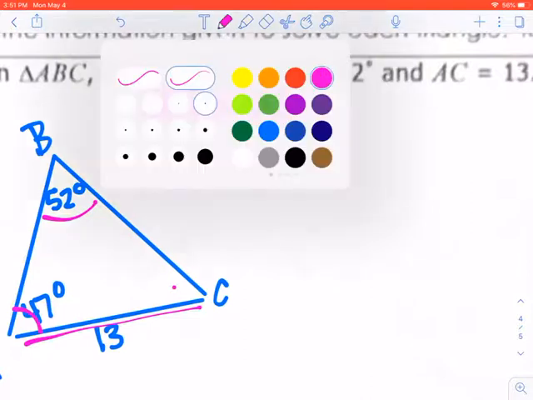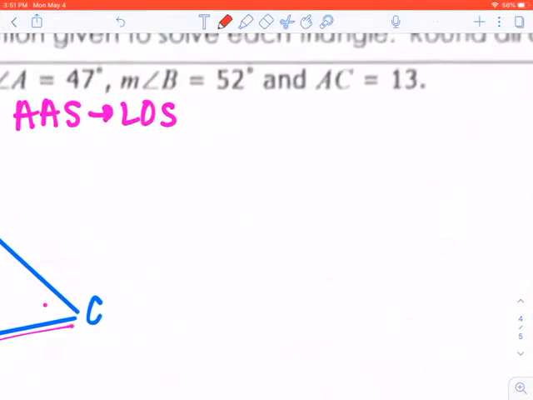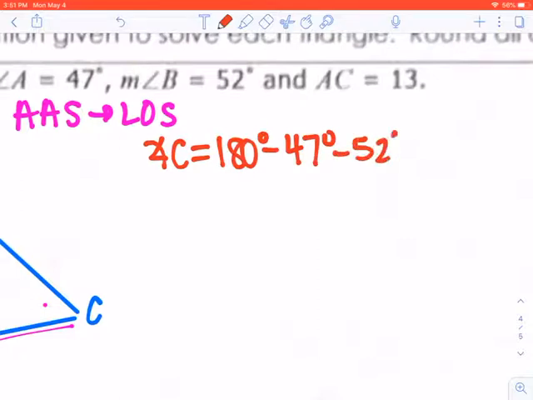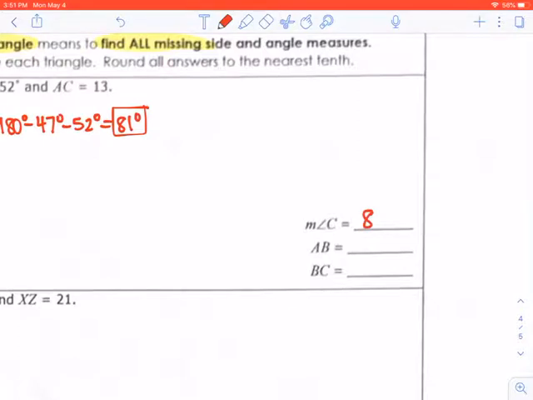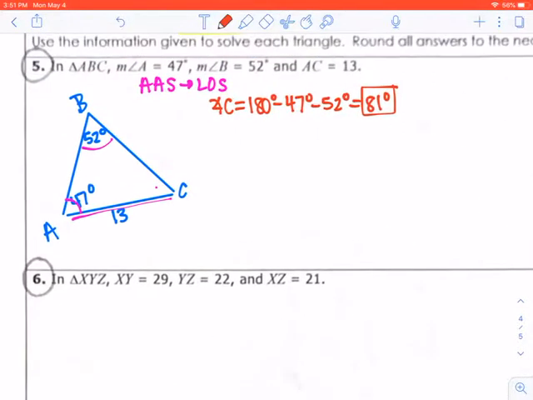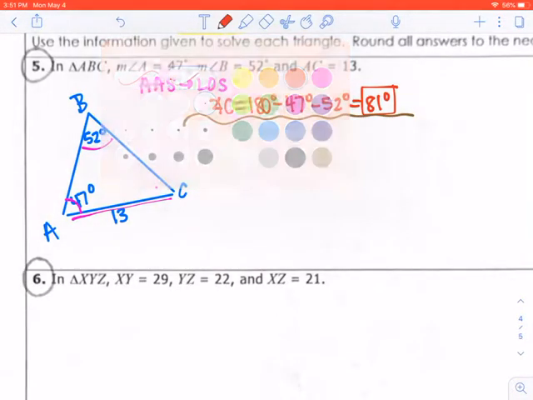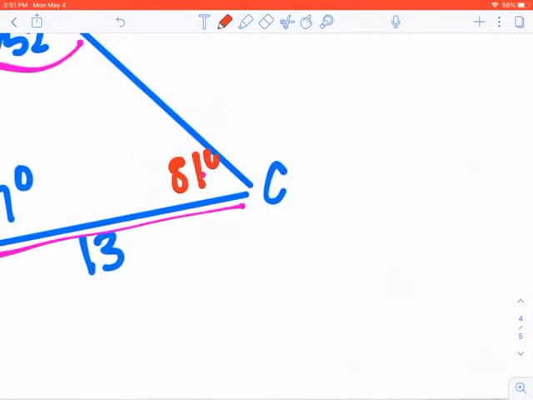Angle C. It's the easiest one, so why not do it? Angle C is going to be 180 degrees, and I'm going to subtract the 47 degrees and the 52 degrees. And we would get 81 degrees. You can use your geometry to find missing pieces. So angle C, 81 degrees. All right. Now the other pieces. Put that in here, 81 degrees, because I'm going to use that in just a second.